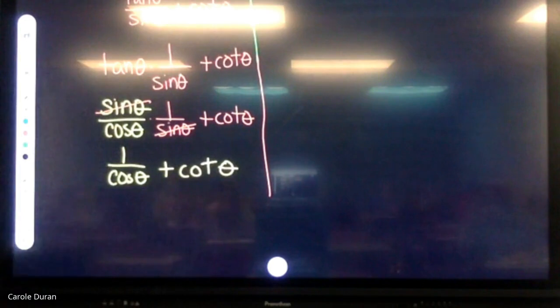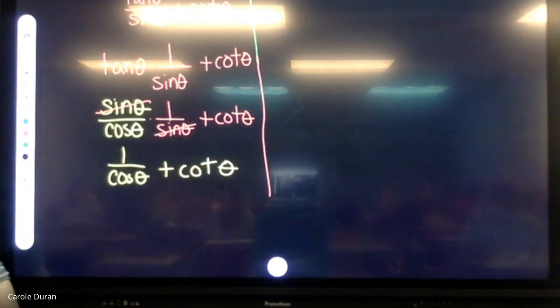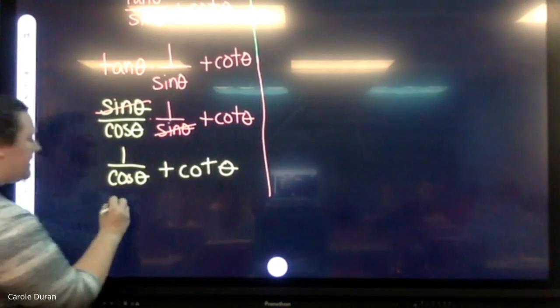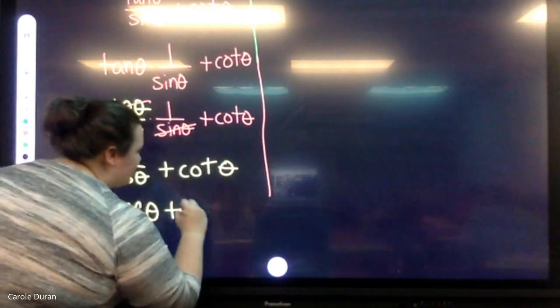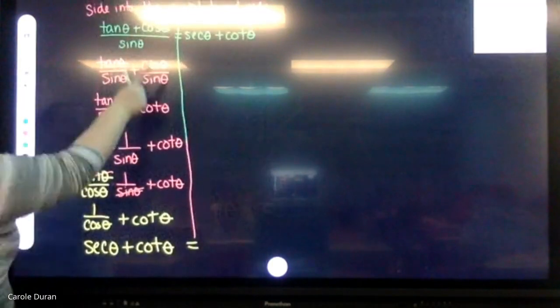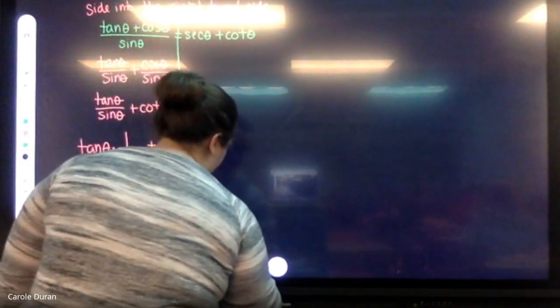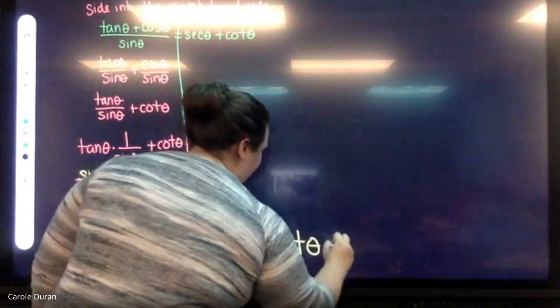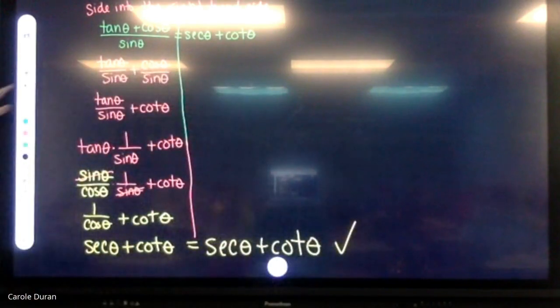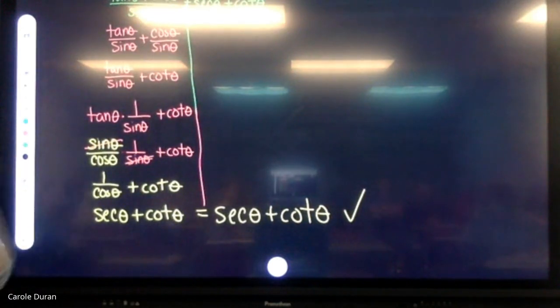You know what that equals? Oh my gosh, Colin's going to tell me. It's a reciprocal identity. 1 over cosine is equal to what? Secant. So now I have secant of theta plus cotangent of theta equals secant theta plus cotangent theta, which is exactly what I wanted. See, it's kind of fun. When it all comes together, it's beautiful.